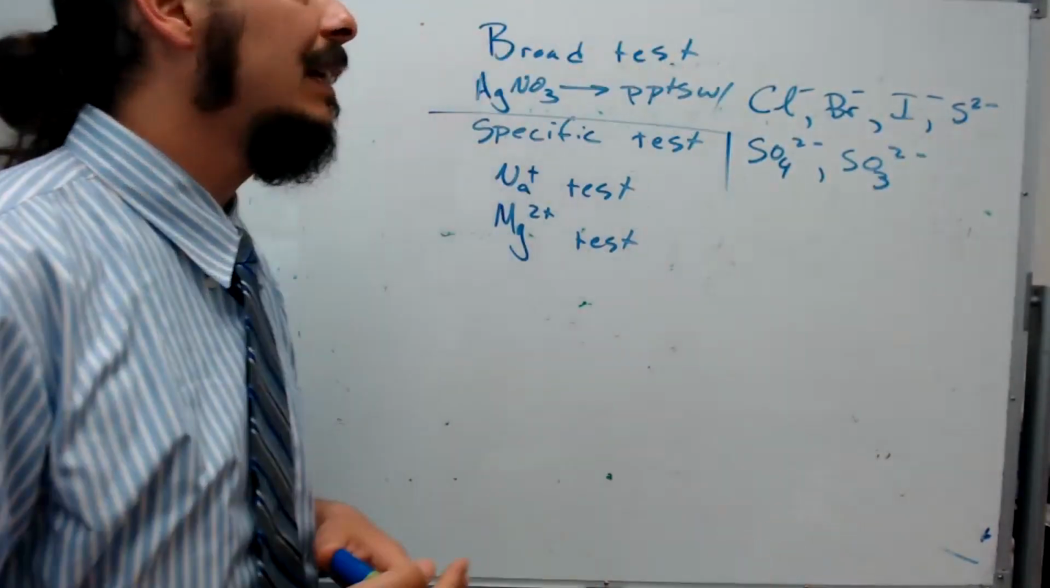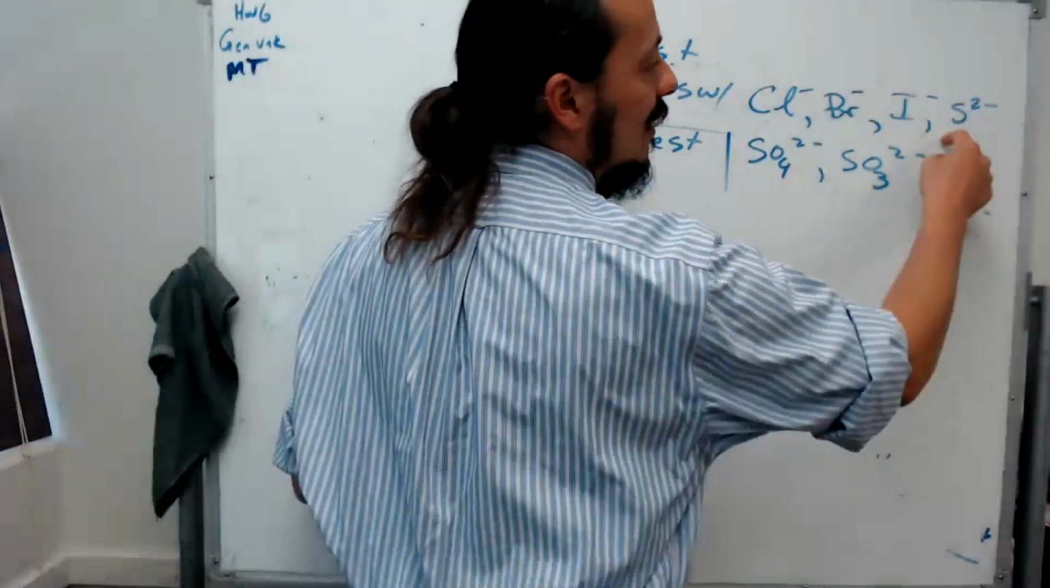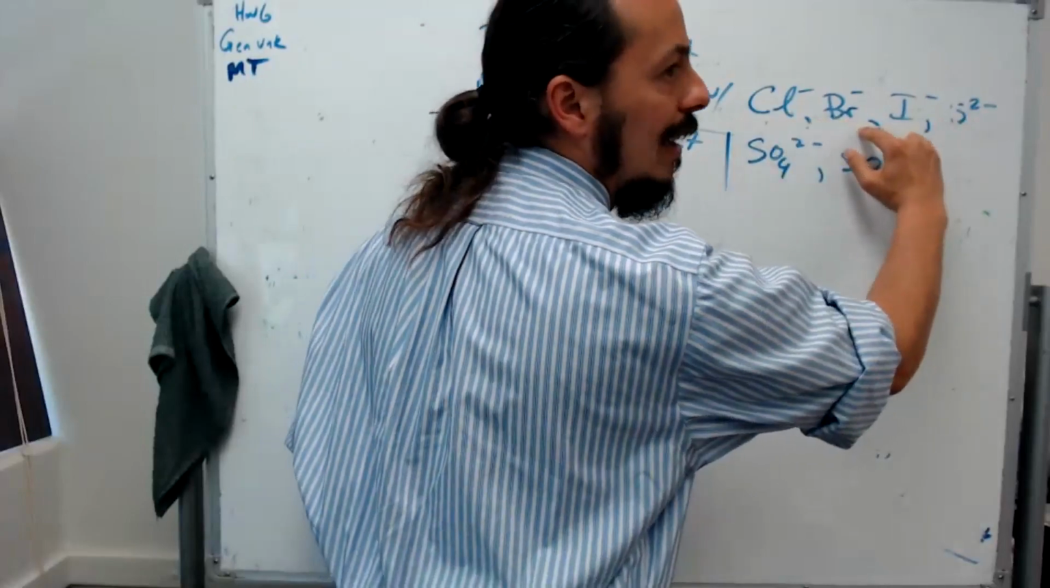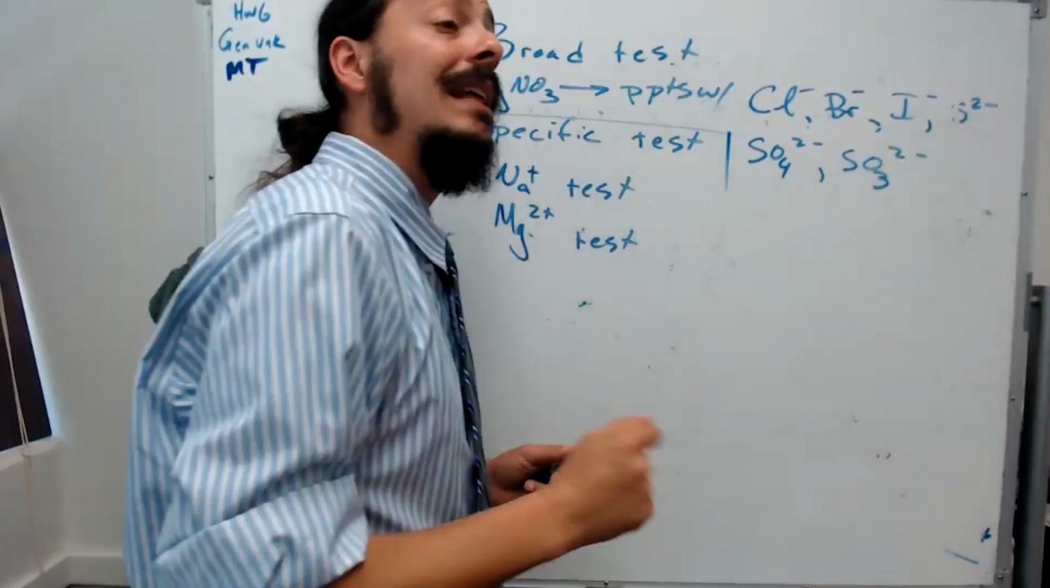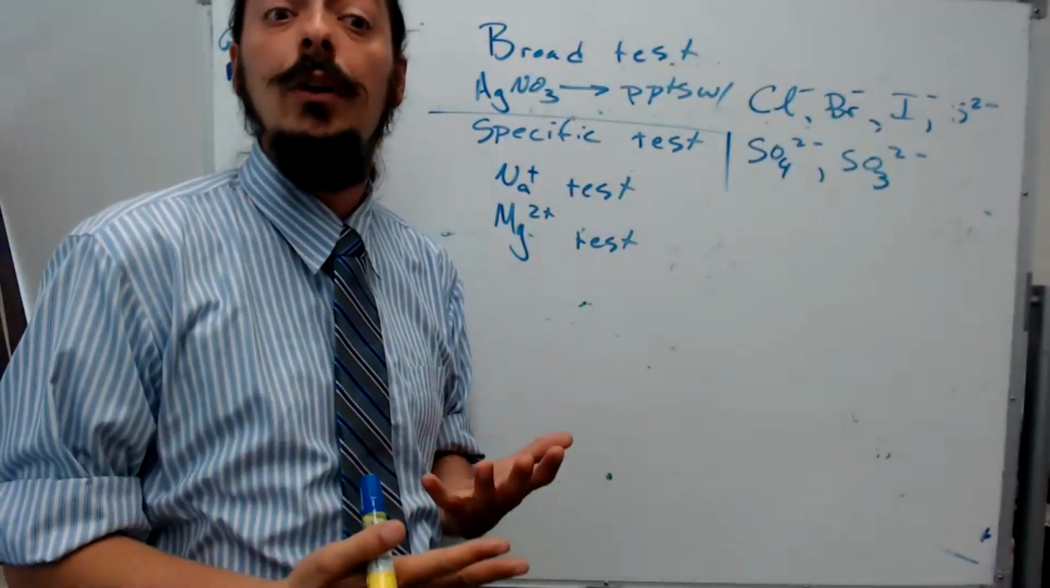One thing we can do is add an acid. If I add an acid, the S2- precipitate would dissolve, but the others won't because these are all strong acids. But the S2- would. So that would instantly say, okay, I'm going to go do the sulfide test and double check this result.